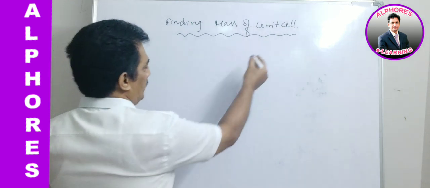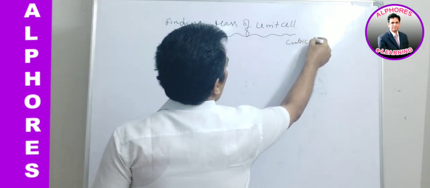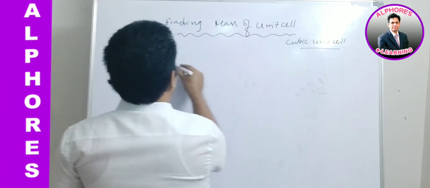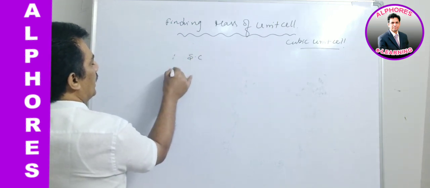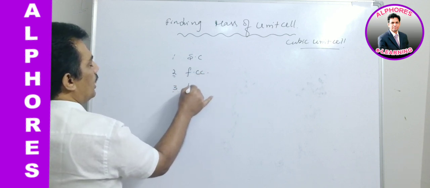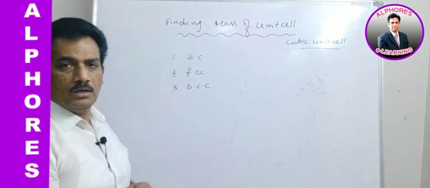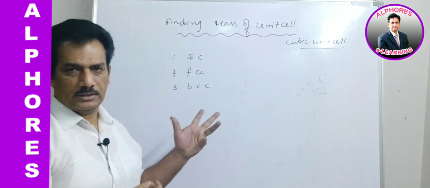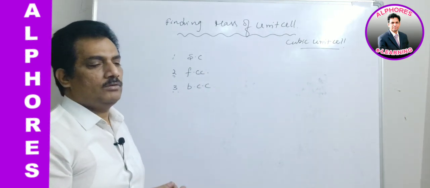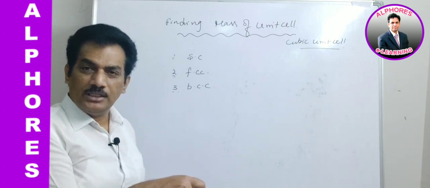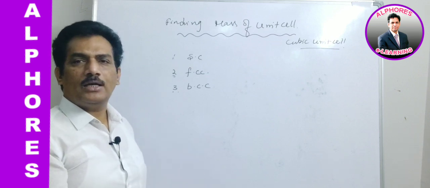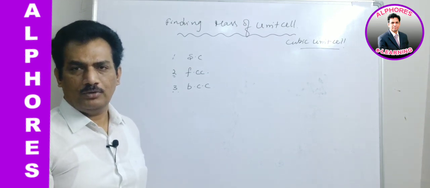We know for cubic unit cells, they are of three kinds already. One is simple cube, the second one is face centered cubic, and the third one is body centered cubic. These are the three cubic unit cells, already we discussed. Clear? Now let us consider this. To find the mass of unit cell, we have to consider how many atoms are present in that unit cell. Each atom weight into the number of atoms present in that unit cell is the mass of unit cell.